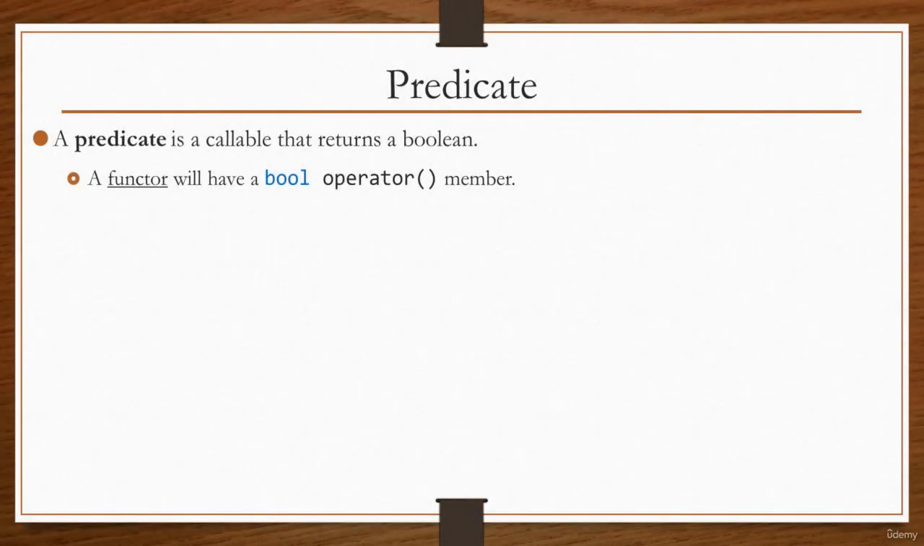In the next demonstration, I'll be using a predicate. Now, a predicate is a callable that returns a boolean. So in other words, if you have a function that is going to return a boolean, and of course in the case of a functor, you will have a bool operator, a function call operator as a member, and in the case of a lambda, you will return something that evaluates to a boolean true or false.